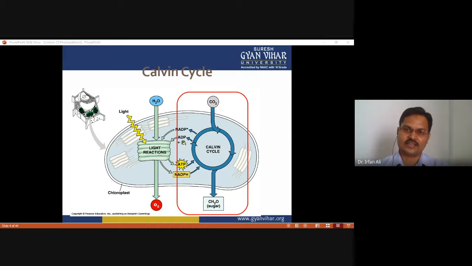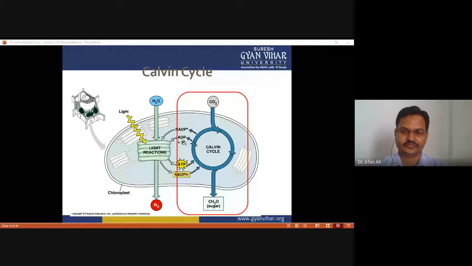and the light independent reaction, which has the phase of the Calvin cycle. So these are the two phases of photosynthesis. Today we are going to discuss the Calvin cycle in detail.